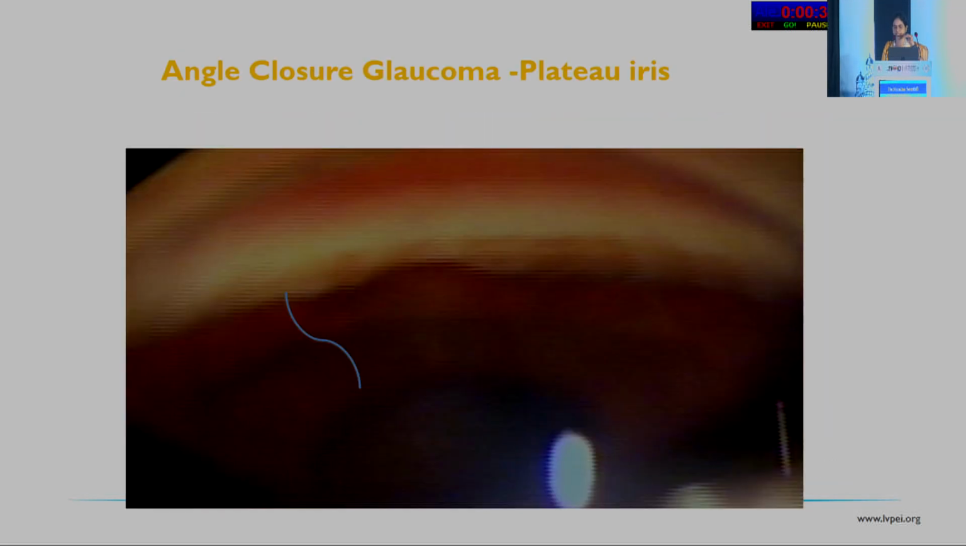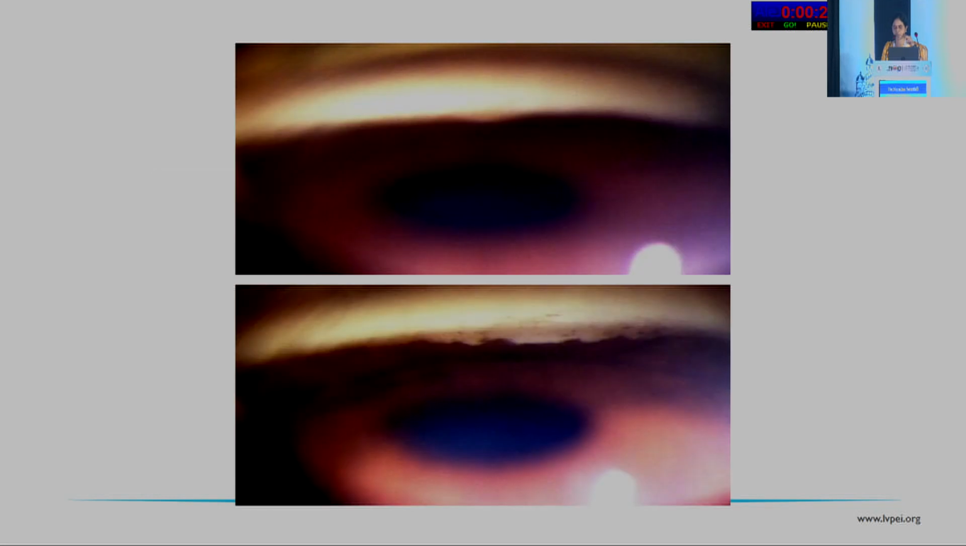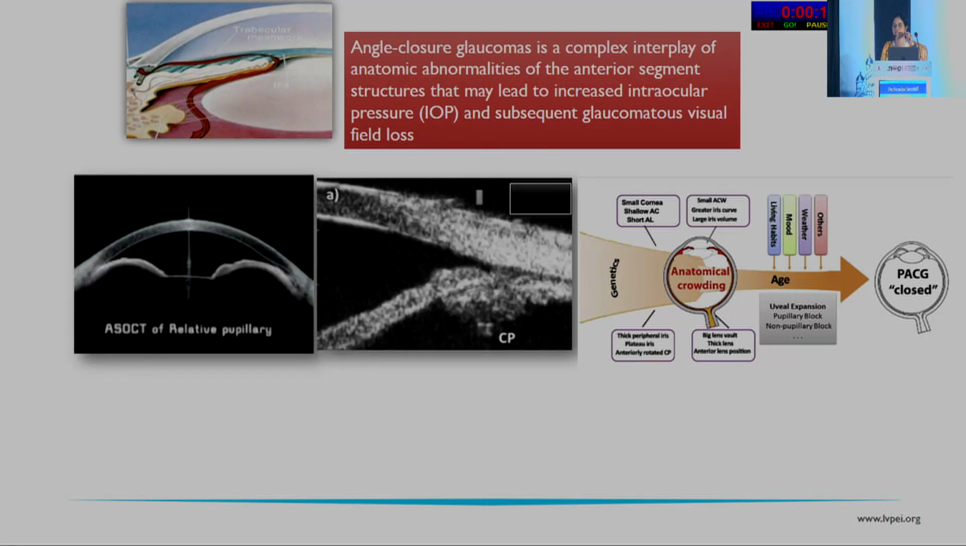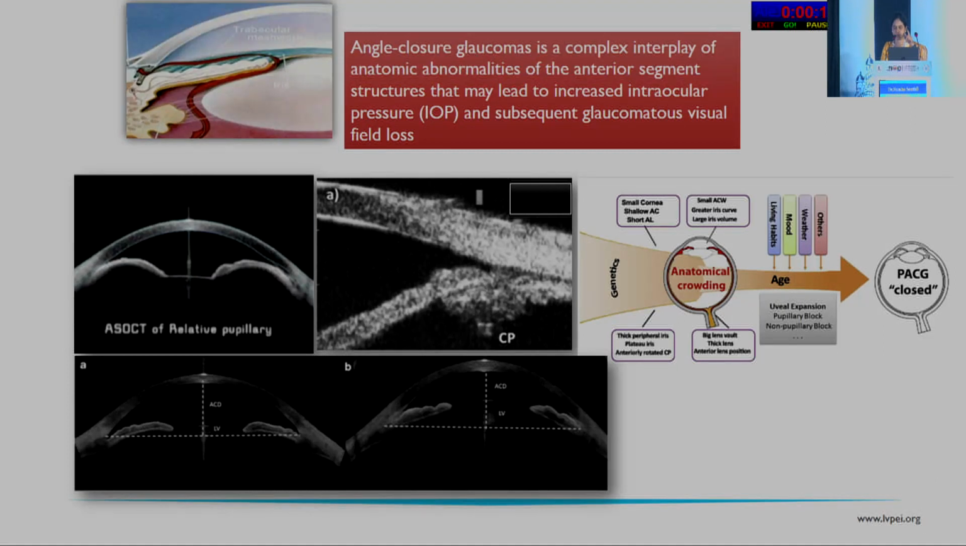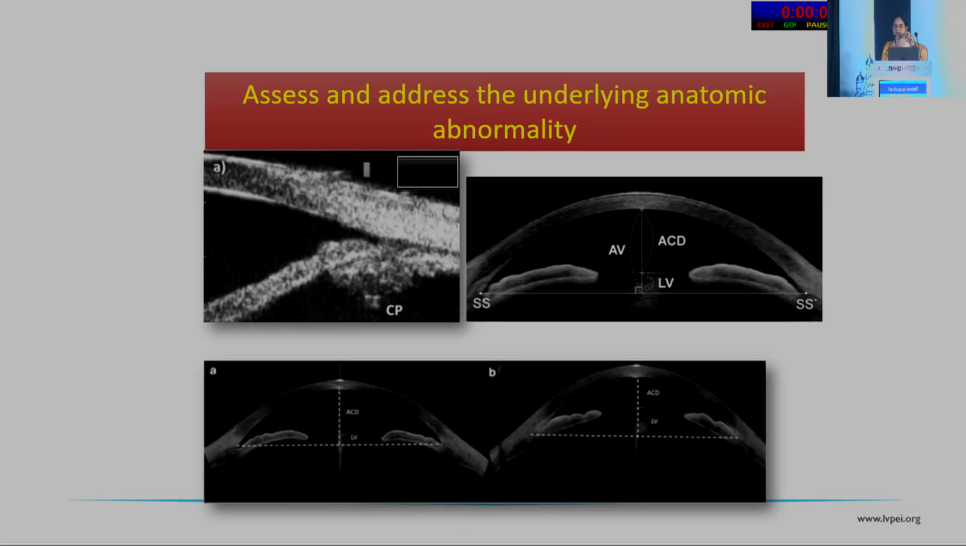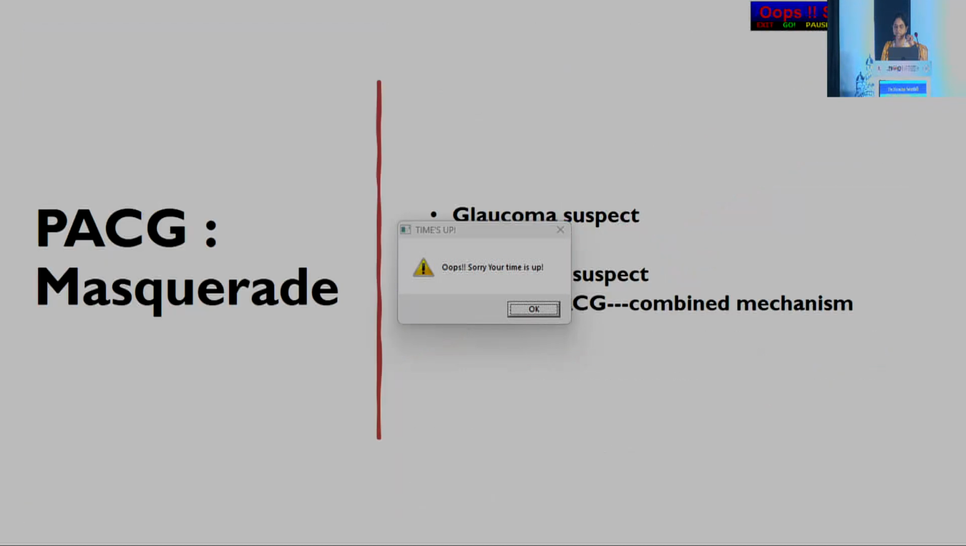Of course, you do see synechiae post-PI. Identify whether there is plateau iris or any other pathology, whether there is synechiae or pseudosynechiae, or sometimes you can also visualize abnormal structures under the iris. Imaging has a very limited role, I would say, but in angle closure, apart from relative pupillary block, there are other mechanisms like plateau iris and increased lens vault. We should be able to understand these underlying anatomical abnormalities as well, and imaging definitely has a role in picking up these two. So imaging cannot replace gonioscopy, but it definitely can be used as an adjunct.